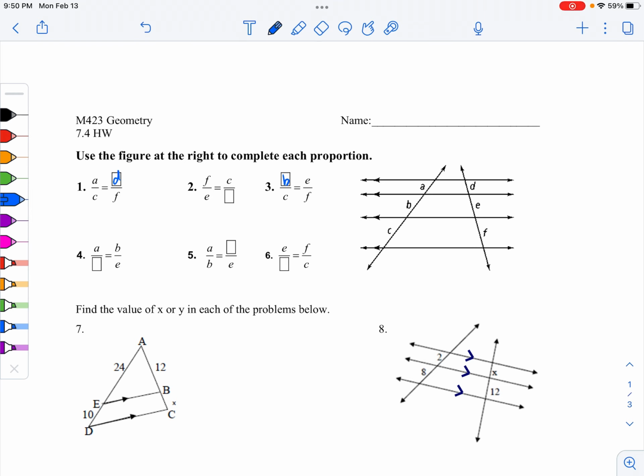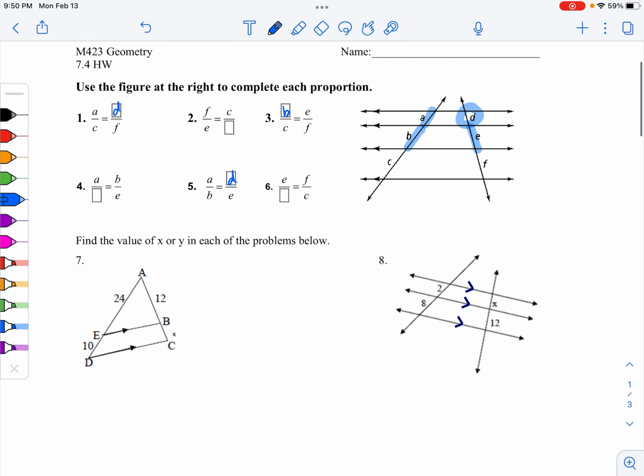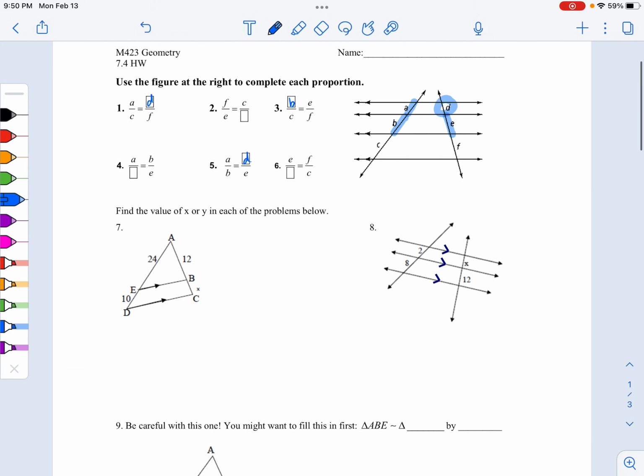And let's just do number 5 for extra practice. A over B is proportional to blank over E, and that missing piece is in fact D. Okay, so being able to write the proportion is very important to working through these problems, because when you actually have values in them, it makes it a lot easier.